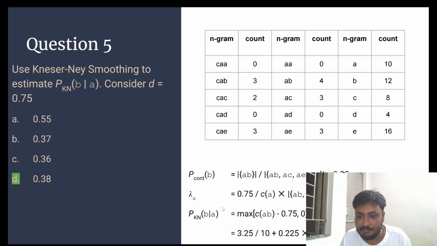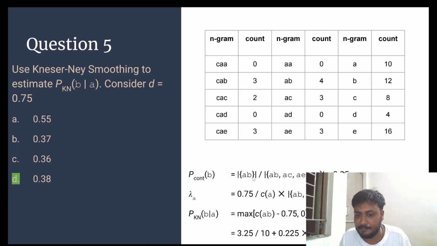For Kneser-Ney you just need to remember that on one hand you have the probability of continuation, where the numerator is how many bigrams B completes, whereas for the lambda A you need to see how many bigrams start with A. That is the only tricky thing you need to remember. This part is the total number of bigrams, so at least remembering the formula is easy for this part. There is also this trick: you need to take into account whatever bigram is there in the higher order n-grams. That is why the CA comes in.